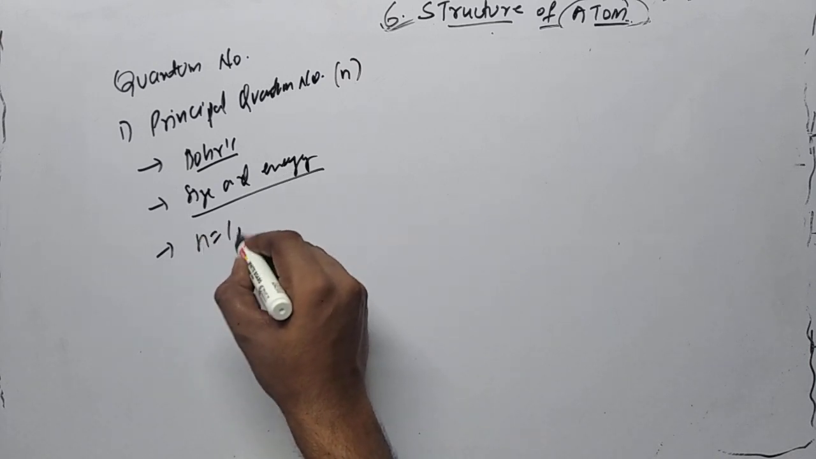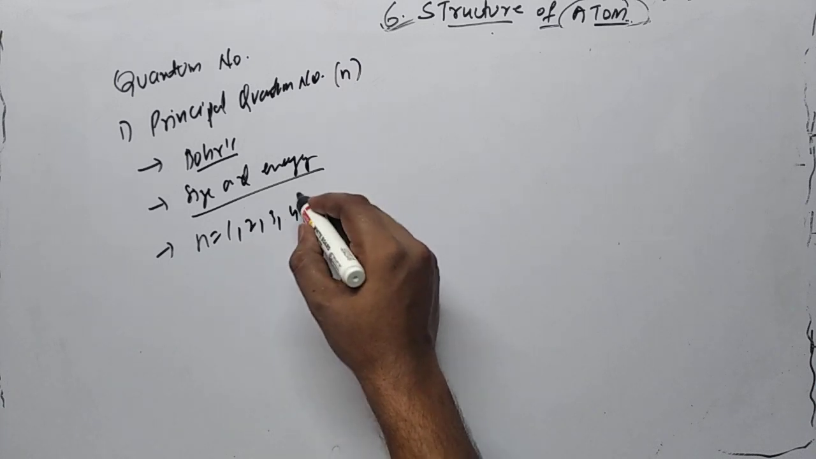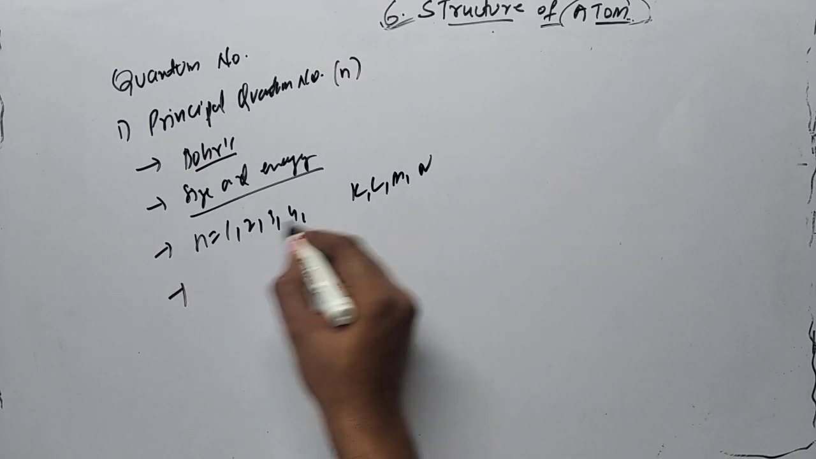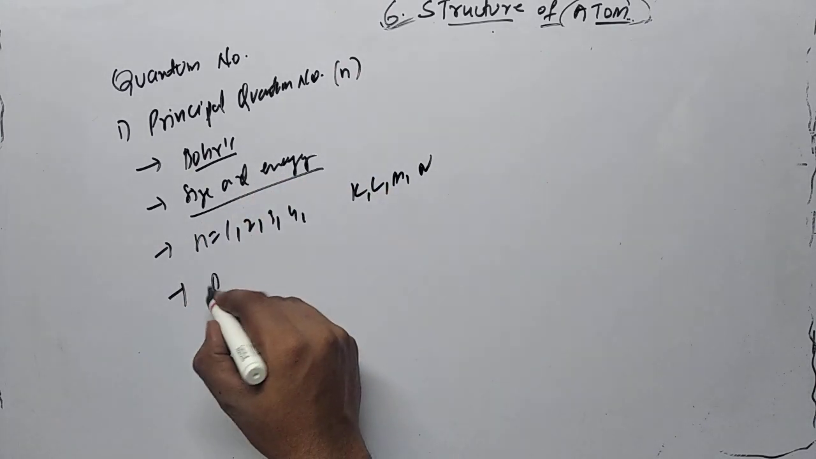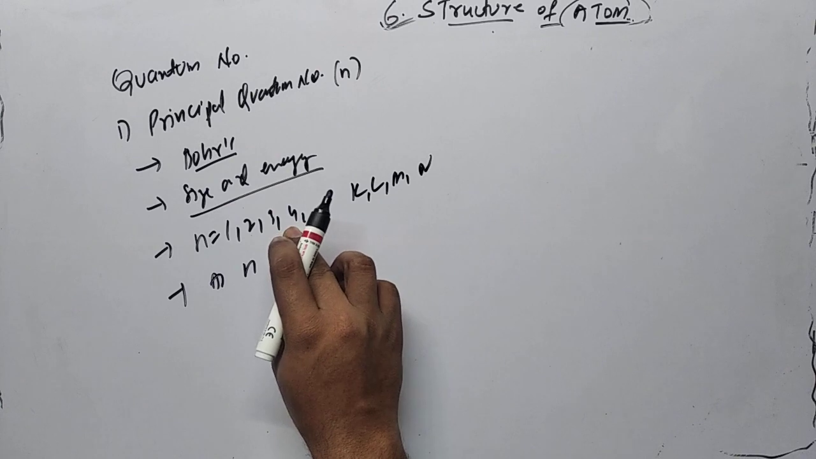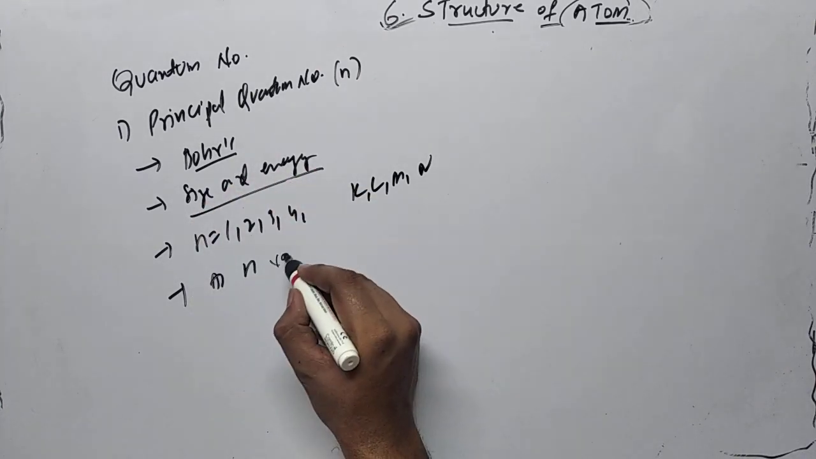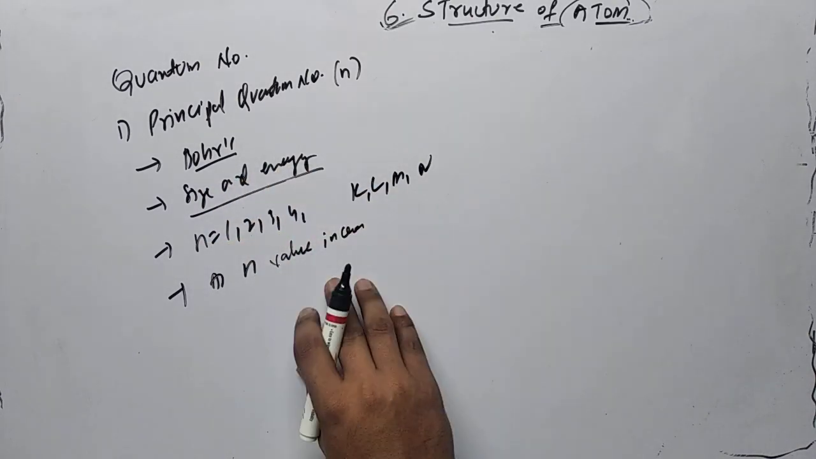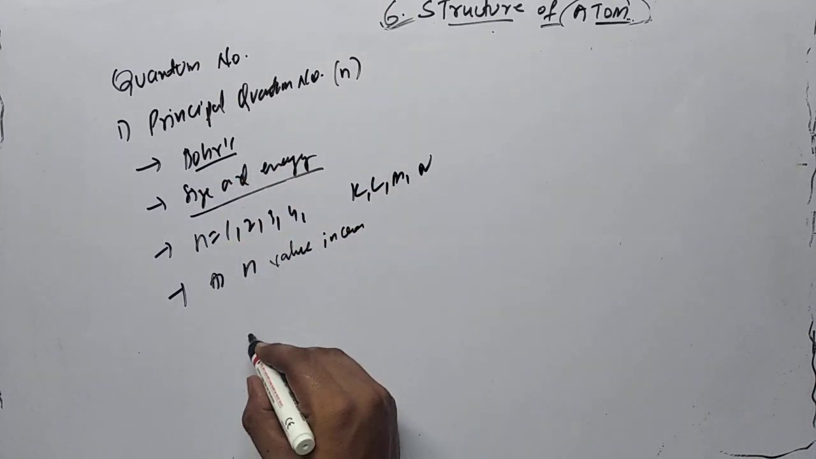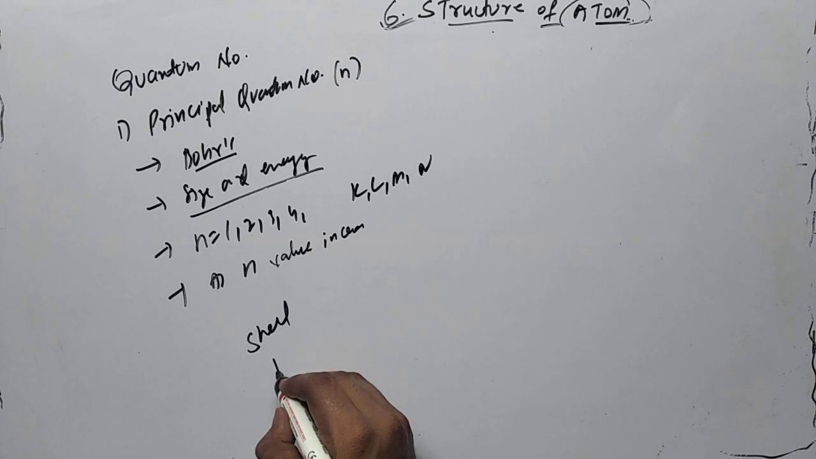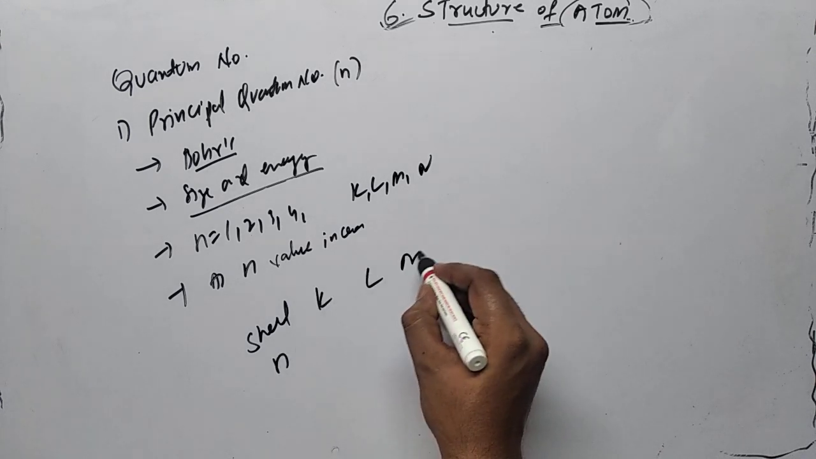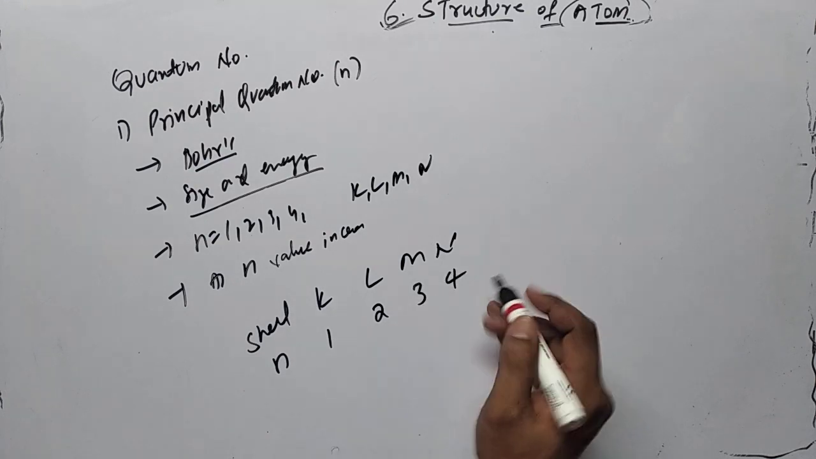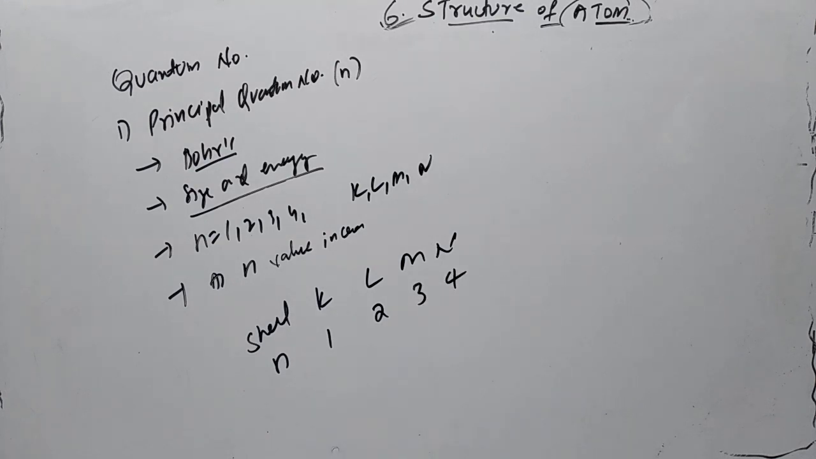The n values are 1, 2, 3, 4, and the orbits also have names: K, L, M, N. As the n value increases, the size and energy of the orbit also increase. You can also draw a box with the shells and n values: shells K, L, M, N, and you write the values 1, 2, 3, 4. Okay, so this is about the principal quantum number.